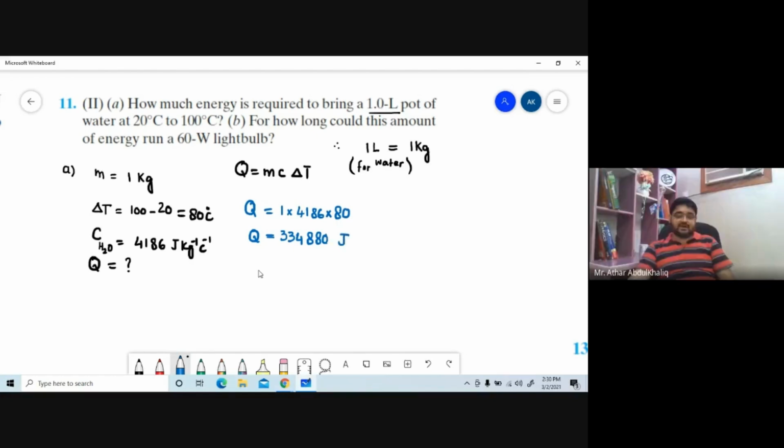When you round it off to two significant figures, it will become Q is equal to 330,000 joule, or you can say 3.3 times 10 to the power 5 joule.